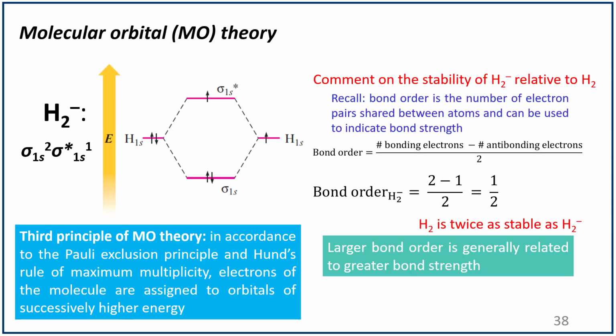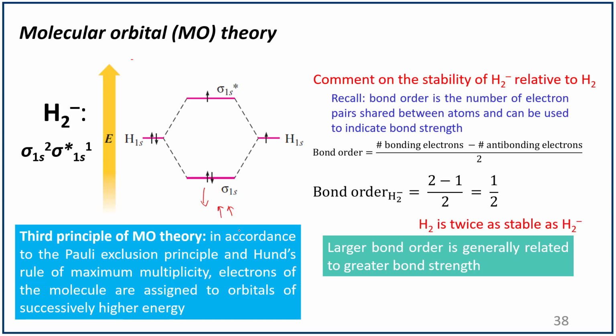Now, the third principle is that you also have to obey the Pauli exclusion principle and Hund's rule of maximum multiplicity for molecular orbitals, because they are orbitals themselves. If you remember when we were discussing Pauli's exclusion principle, it just says that no two electrons can have the same set of quantum numbers. So for example, these two electrons in the sigma 1s orbital cannot both be pointing in the same direction.